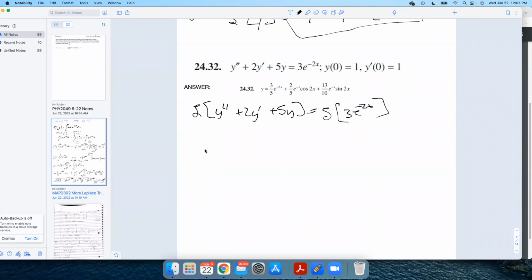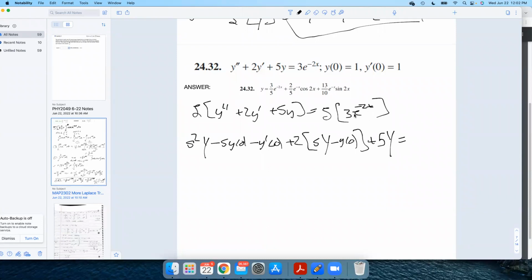Okay, Laplace transform of y double prime is going to be S squared capital Y minus S y of 0 minus y prime of 0. This 2 is going to come along for the ride. We've got to be careful with that too. So plus twice Laplace transform of y prime, which is S capital Y minus y of 0, plus 5 times Laplace transform of little y, which is capital Y.